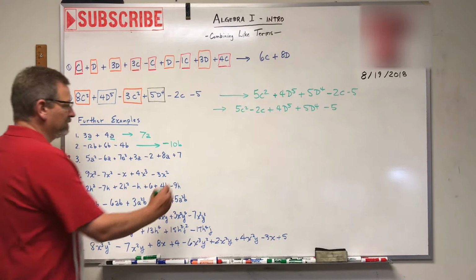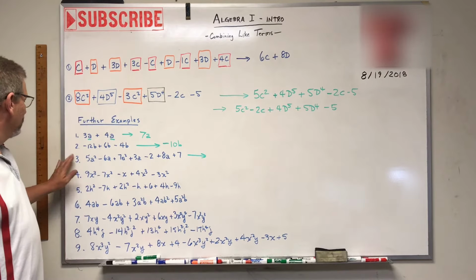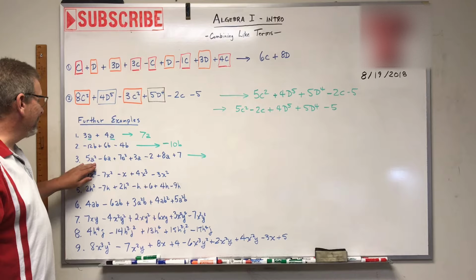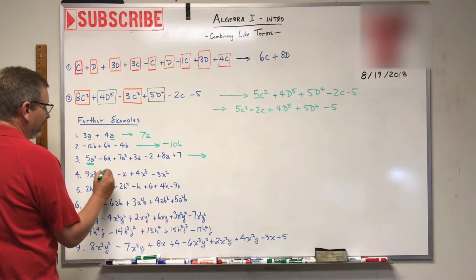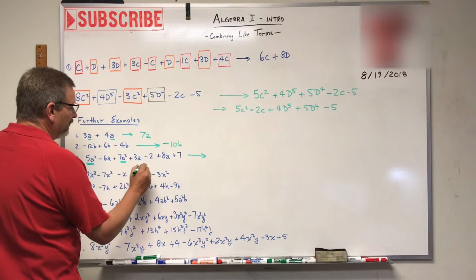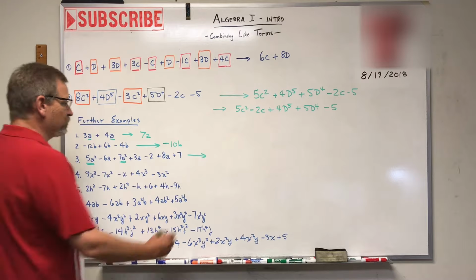Okay, number 3. All right, push pause and work it out. Okay, here we go. Let's combine the terms here. Let's see, I've got some a squares. There's an a squared. There's an a squared. That's all of them. So 5 plus 7 is 12.